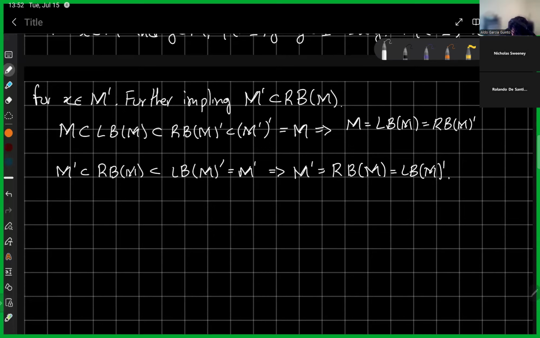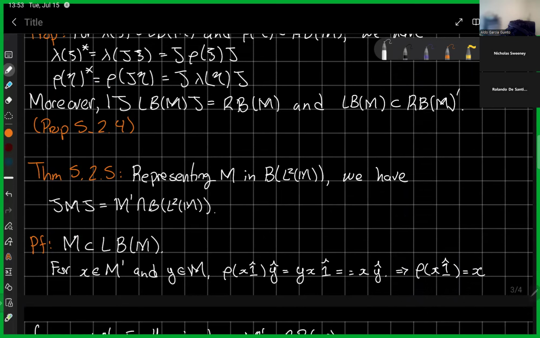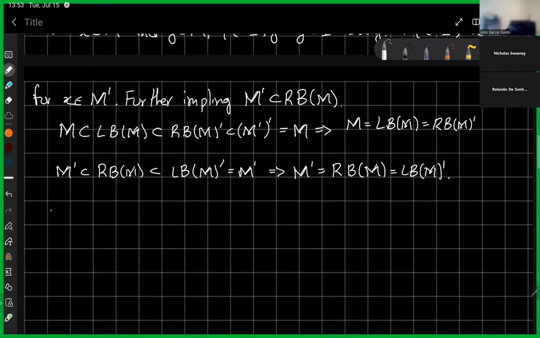Okay, not so bad. Now, if we go back over here, we see how they interact. So M prime is equal to R_B(M), and this is just equal to J L_B(M) J. But by the above, this is just equal to M. Finishing the proof for us. And if you go back to the left convolver case, you'll see that this is exactly the same proof.